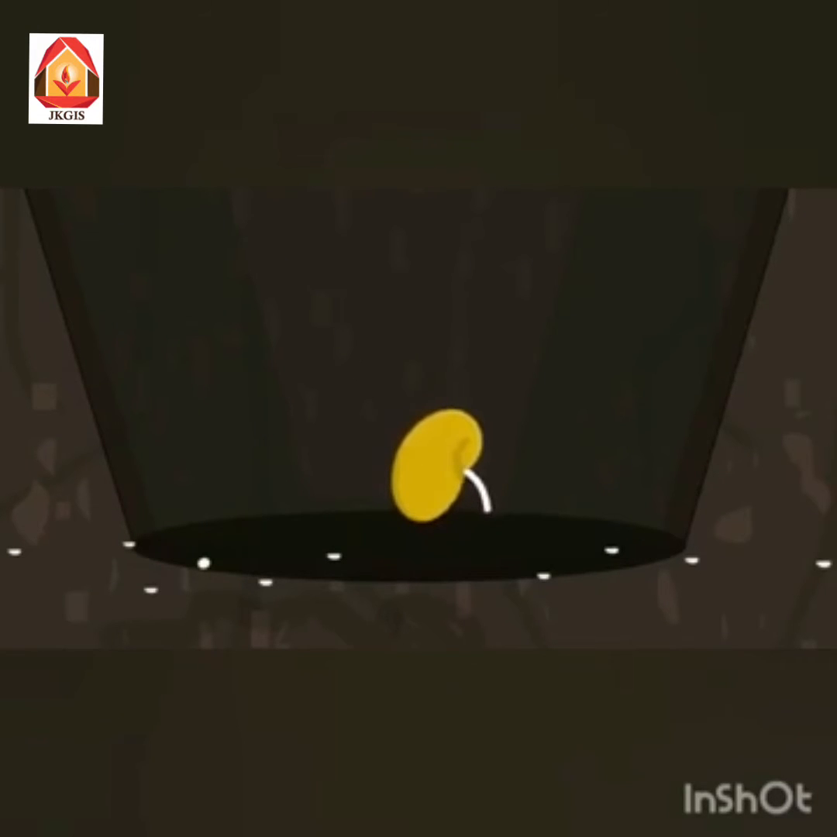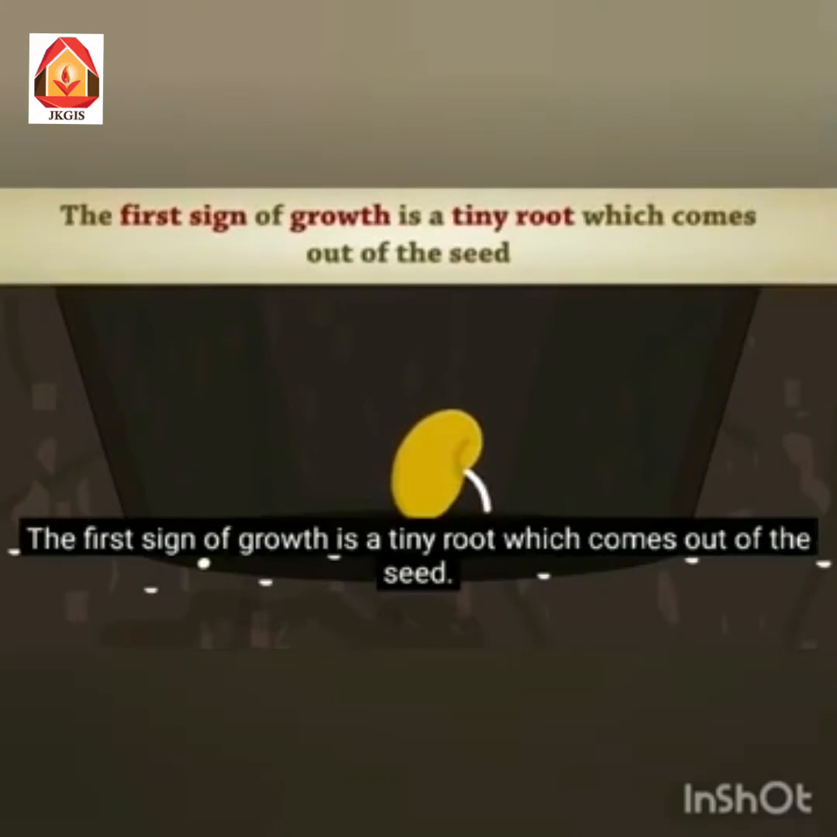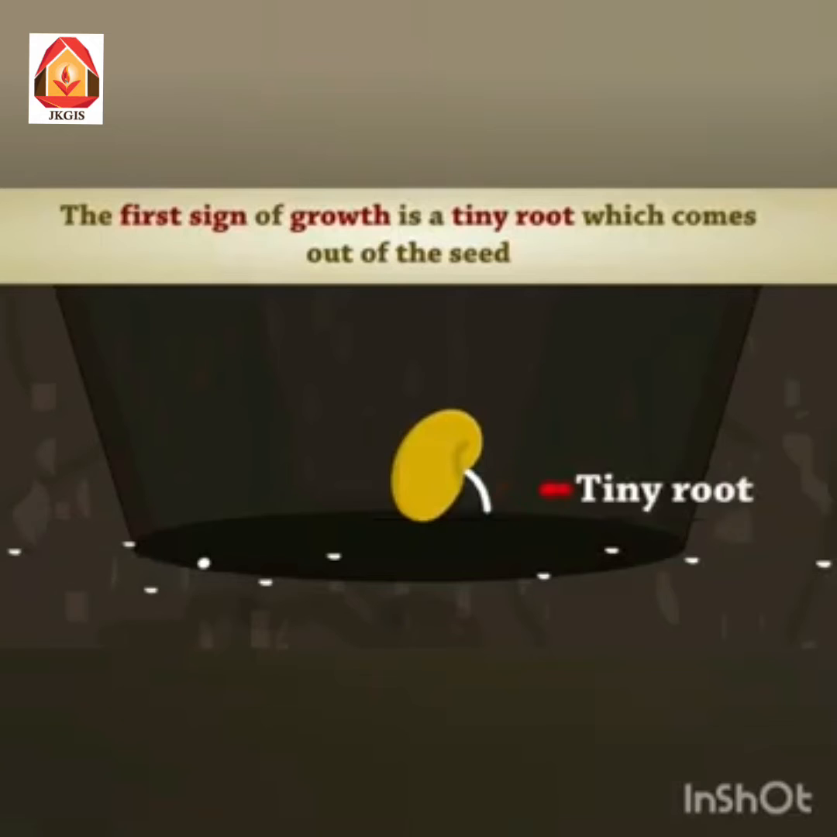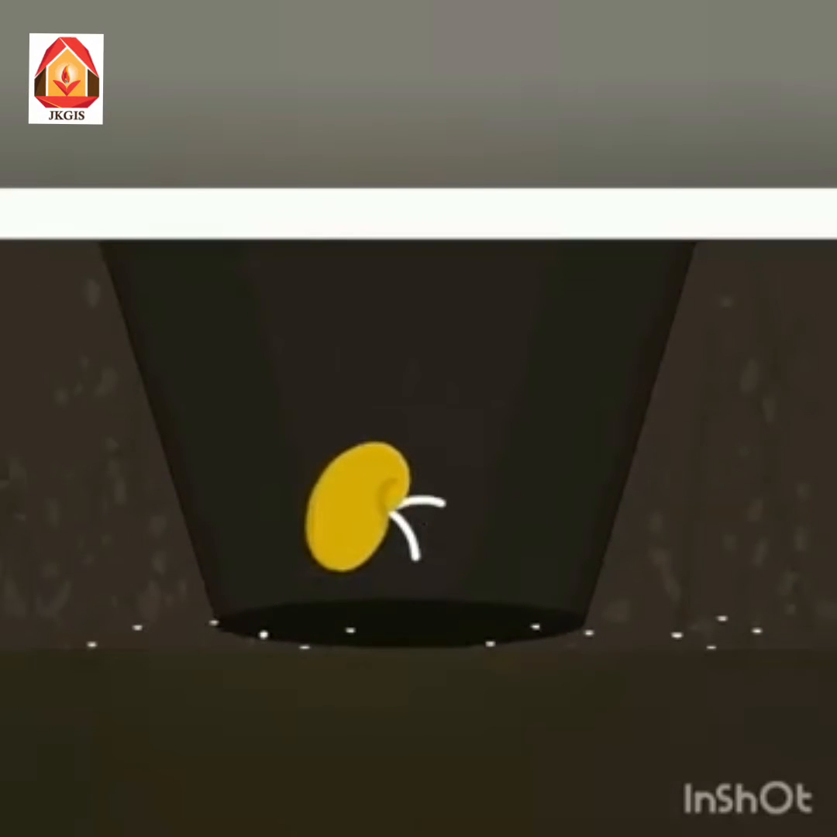Have a look. This is the baby root. This tiny root is coming out of the seed, which helps to provide the growth. These roots absorb nutrition from the soil for the seed to grow.